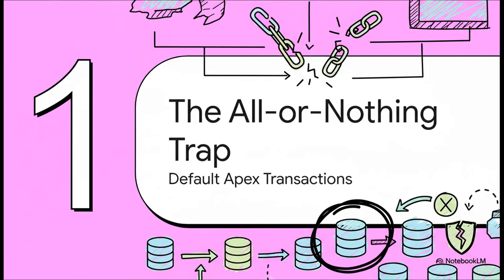So why does that happen? Well, it's because, by default, Apex transactions are completely all or nothing. A single unhandled DML error means the whole chain of events in that transaction is just gone, undone, like it never even happened. Now, that's great for keeping your data clean and consistent, but man, it can be incredibly rigid when you're dealing with complex business logic.